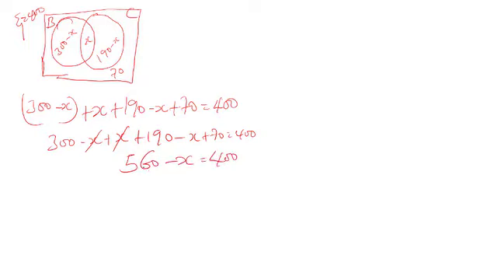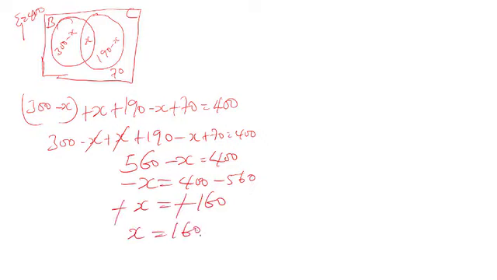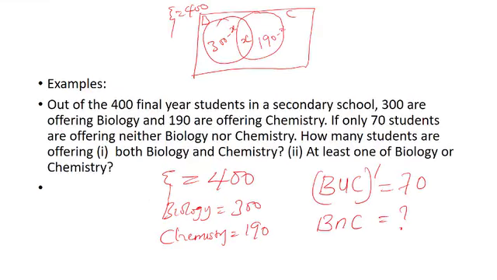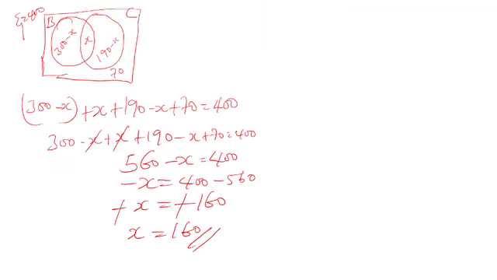Now let's take the value of this to the other side. We now have minus x is equal to 400 minus 560. So with this, the value of our minus x is minus 160. So if this cancels out, our x is equal to 160. What is the first question that we are asked to answer? They say both biology and chemistry. So people offering both biology and chemistry, which is the value of x here, the shaded portion, is equal to 160.